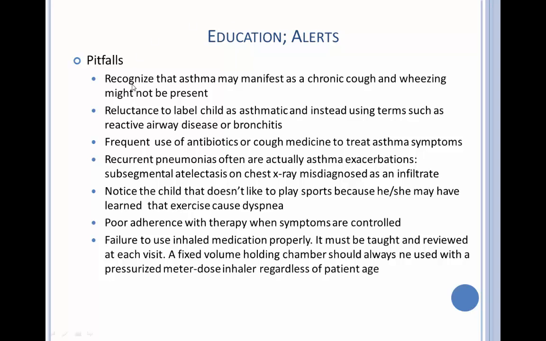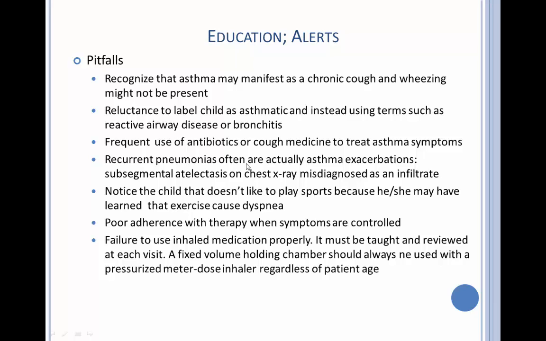So basically, try to recognize what is giving you the asthma. If the patient is reluctant to be labeled as asthmatic, you could change to reactive airway disease. Try not to use antibiotics. It's not for an asthma attack. This is basically if you're suspecting pneumonia and bacterial pneumonia.